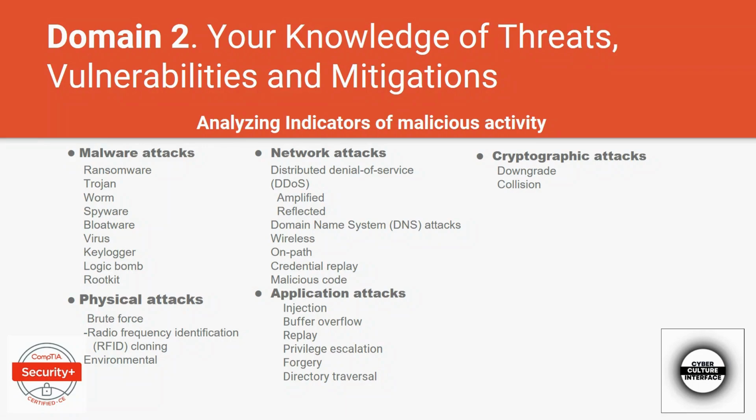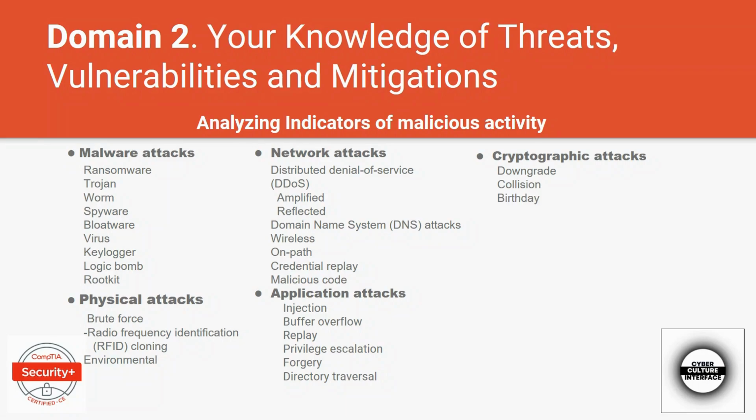Then we have collision, which means two encryptions. If you encrypt a particular data, and if you encrypt two different data, they are not supposed to have the same output. So collision happens when two different data have the same output after encryption. It means the values are colliding.